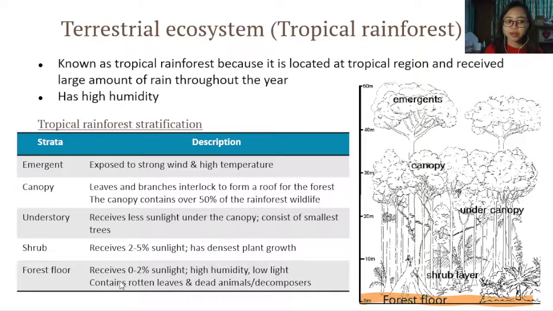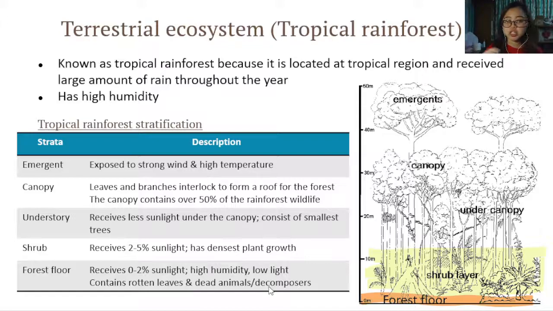This is the area that will receive the least sunlight. So kalau kita masuk kepada kawasan ini, dia akan nampak macam malap-malap, gelap-gelap. It receives only about 0 to 2% of the sunlight. It has very high humidity, it has low light, and mostly contains rotten leaves and dead animals or decomposers. Also some bryophytes maybe, but mostly, the brown stuff.